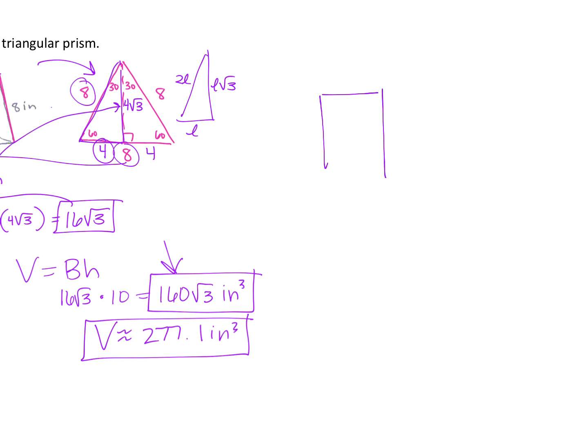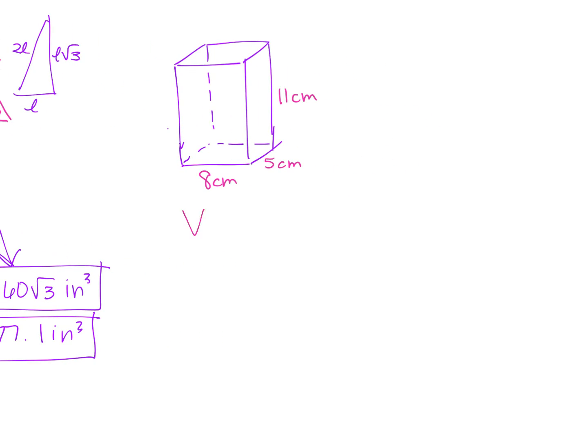Draw for yourself a rectangular prism. Do you know how to draw a good rectangular prism? It's been a while maybe. I draw the rectangle and then I draw all of my lines coming off of it and connect them. And then my dotted lines meet in the back here. All right, so let's say you have this prism and this is 8 centimeters, 5 centimeters, and 11 centimeters. Find the volume of that prism.